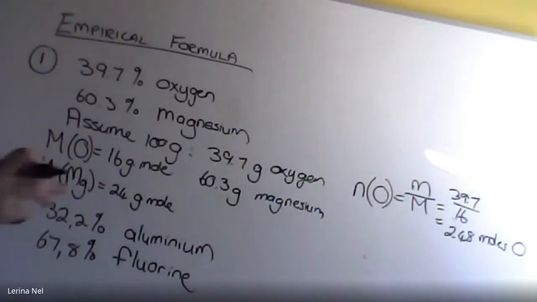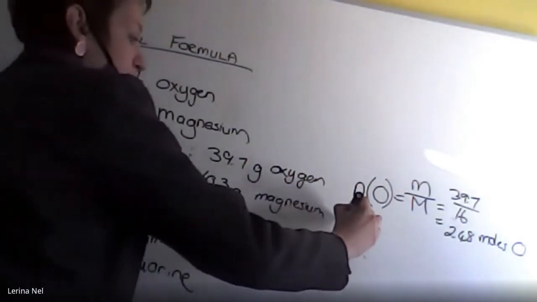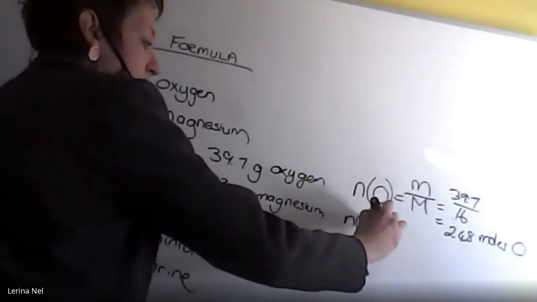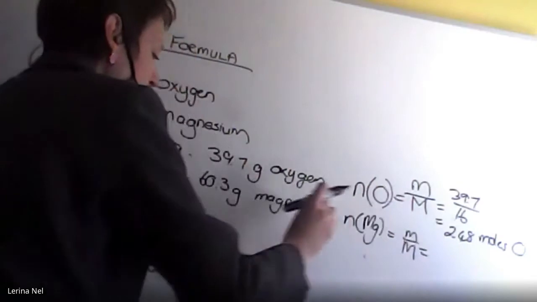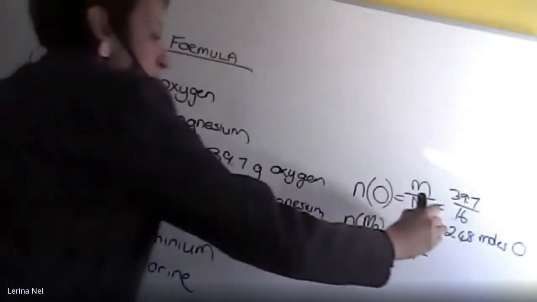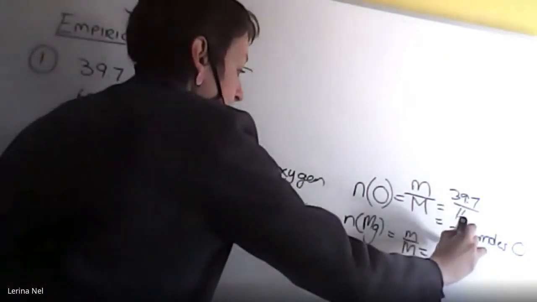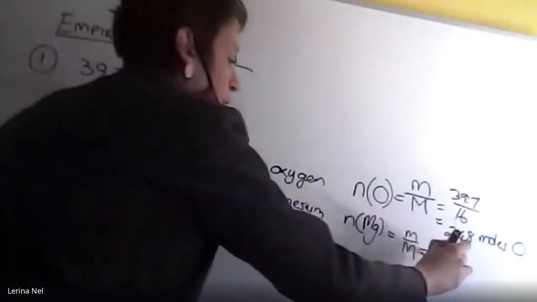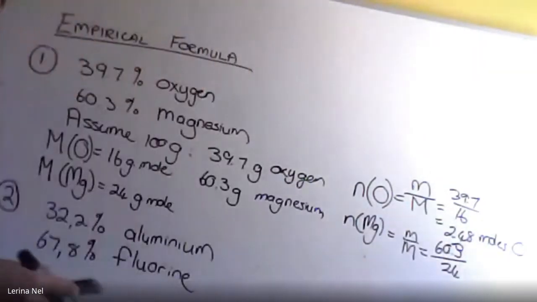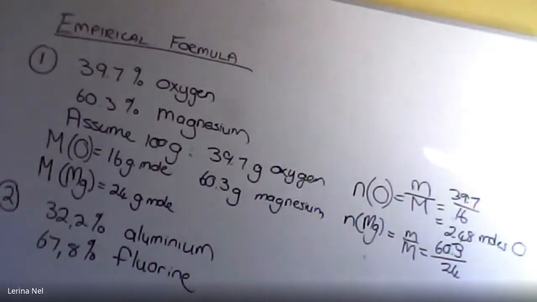Next step, taking this to moles. The amount of moles of magnesium is going to be equal to the mass divided by the molar mass. My mass, 60.3, divided by 24. If you use 24.31, that's also fine, depends on what you have on your periodic table.